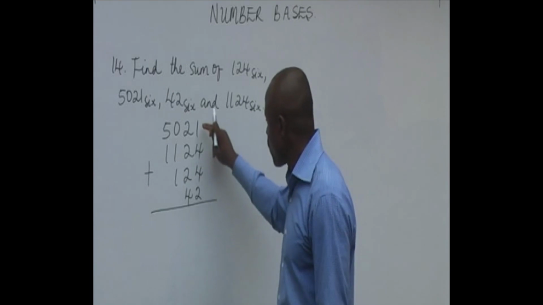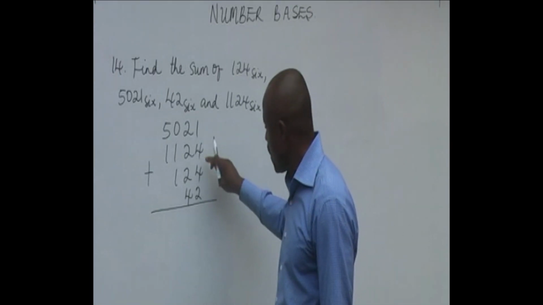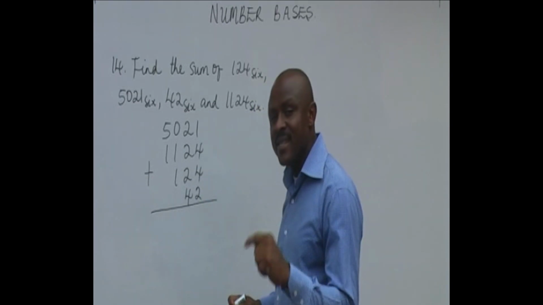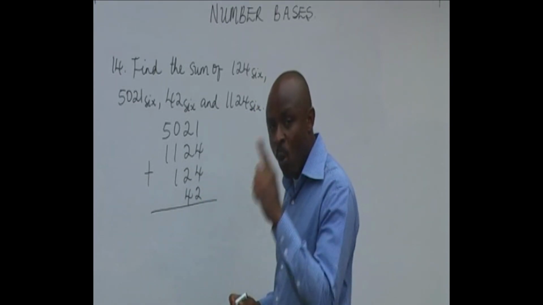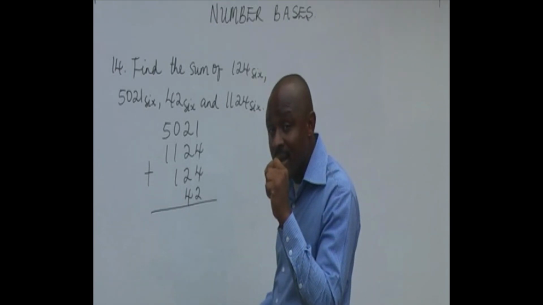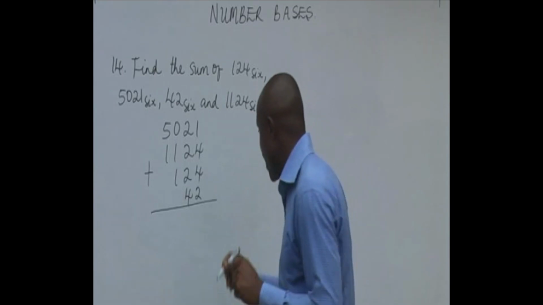Let's go about it again. 1 plus 4 is 5, plus 4 is 9, plus 2 is 11. How many 6 is inside 11? That is one 6. If you remove that one 6 from 11, what will remain? 5 will remain. So write 5.